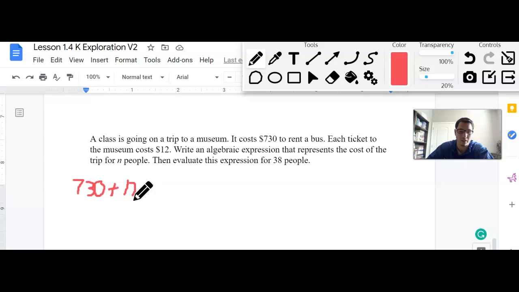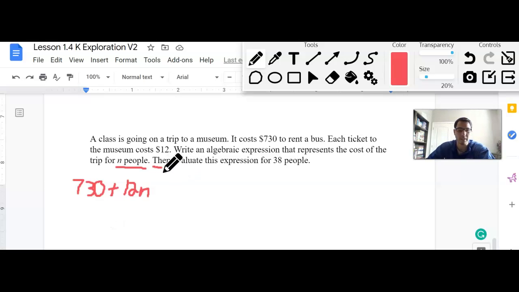$12 per ticket. We don't know how many tickets because we have n people going. So we take the price of a ticket and multiply it by the number of people going, which is n in this case. All right, this is the algebraic expression for the total cost of the trip to the museum.